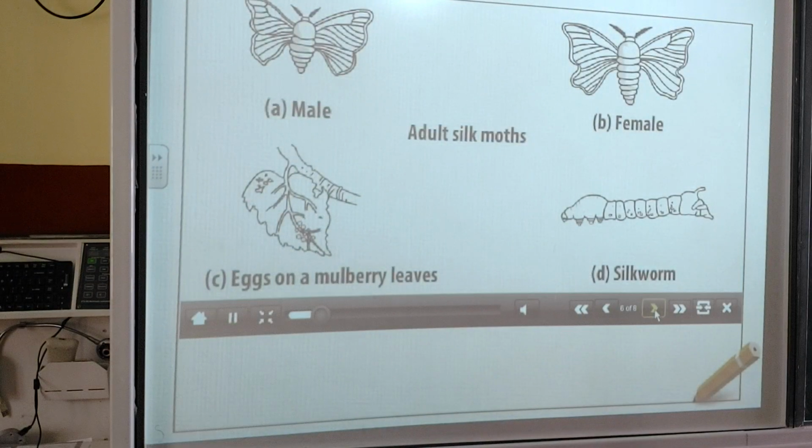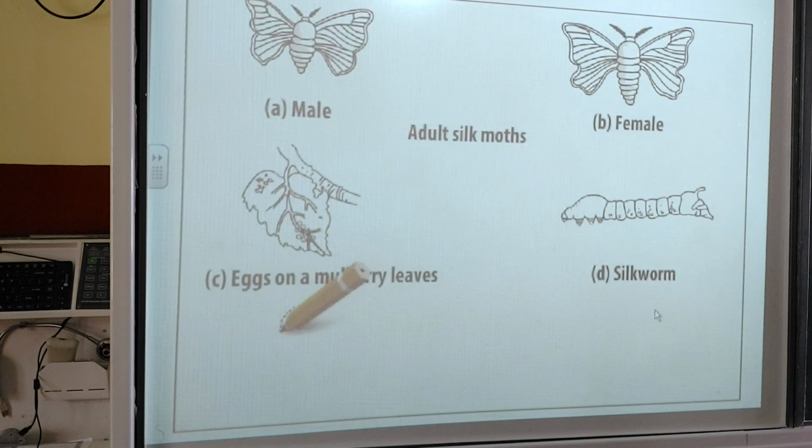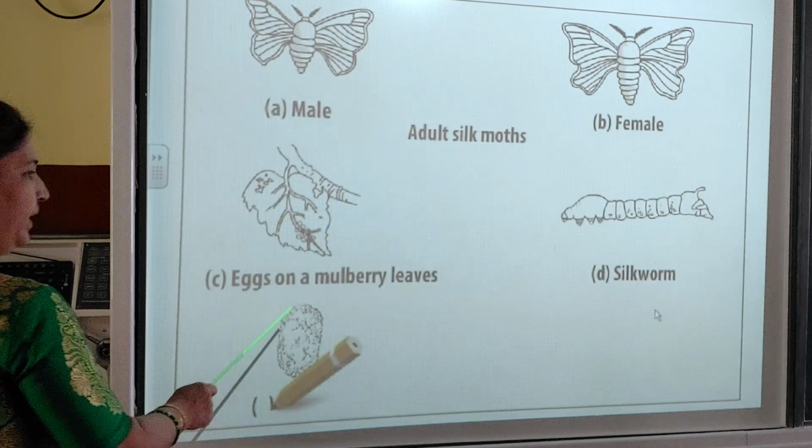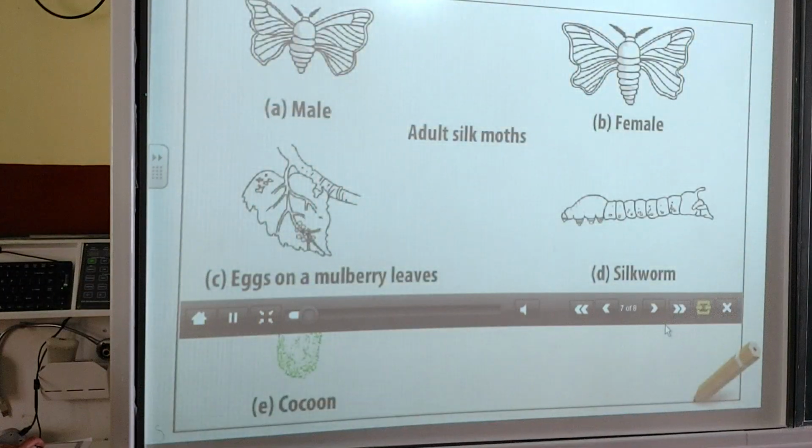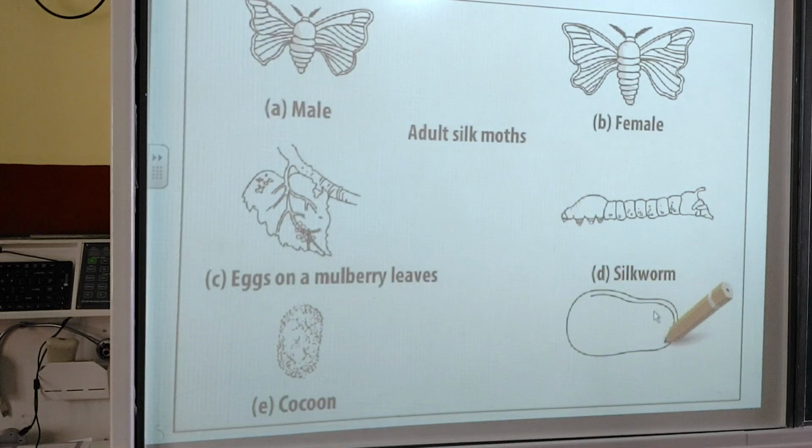Then, below the mulberry leaf, draw a vertical, nearly rectangular shape with a curved top and bottom. Fill it with dots and dotted lines like this and label it as E, cocoon. So this is the cocoon. From this, the silk moth comes out only after putting them in hot water. To the right of the cocoon at a distance, draw a section of a cocoon placed horizontally.